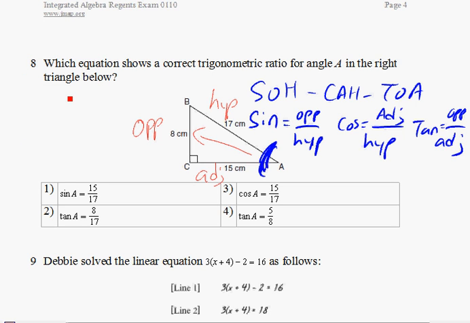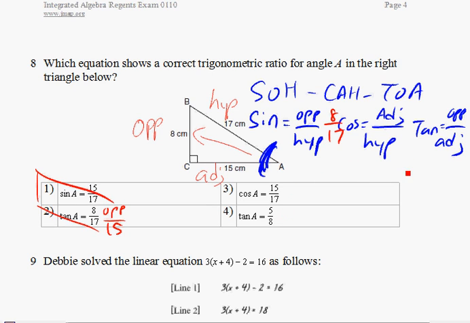Let's see which one's correct. Let's check number 1. Sine of A is equal to 15 over 17. Well, sine of A should be 8 over 17. Well, that's wrong. Number 2, tangent of A. Tangent should be opposite, which is 8. That's correct. Over 17? No, it should be over 15. Therefore, this is wrong.